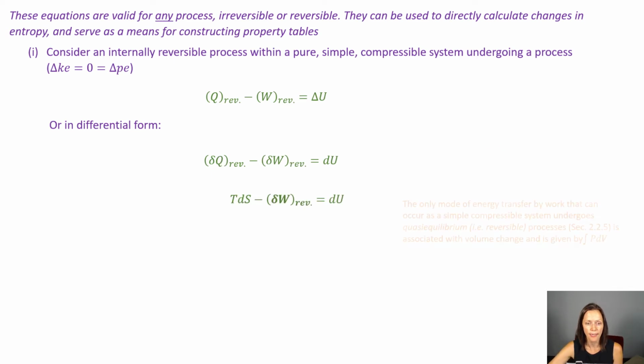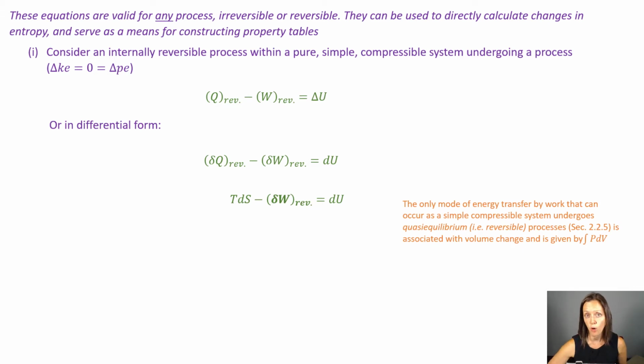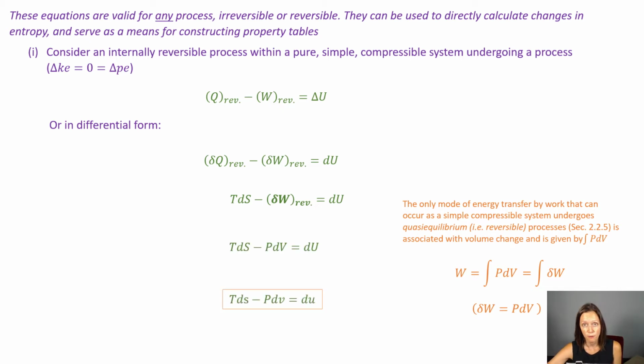And for the second one, this is the differential amount of work for a reversible process, and I've got an equation for that. It's the integral of PdV. So quasi-equilibrium, reversible, those are sort of interchangeable there. And so work is equal to the integral of PdV, but it's also equal to the integral of some differential amount of work integrated from one state to another. And so that differential amount of work is just PdV. And so now I've got my first TdS equation.